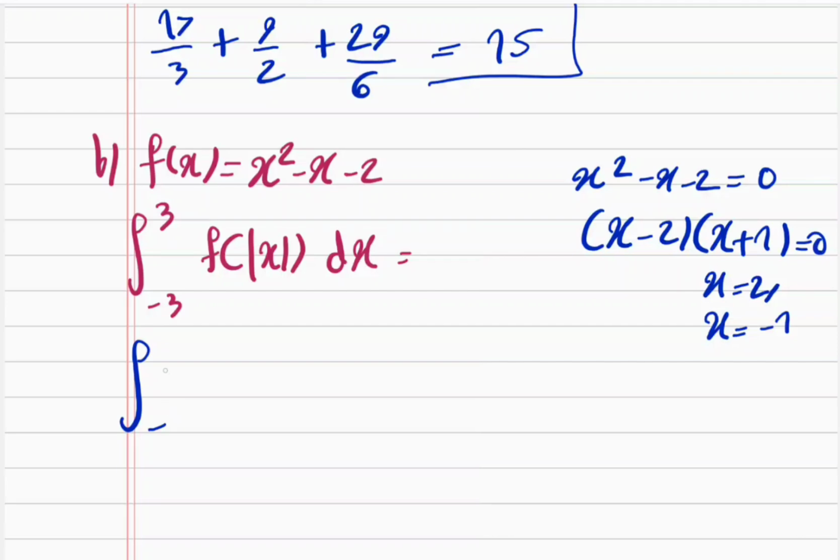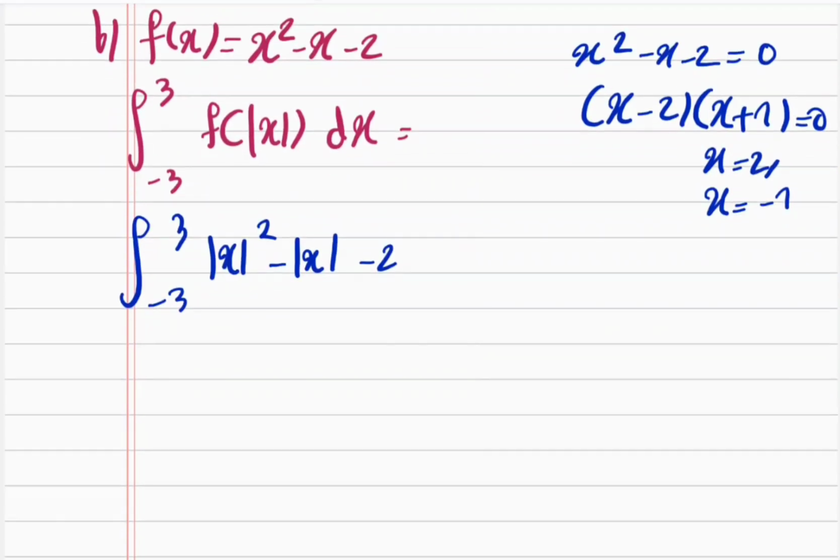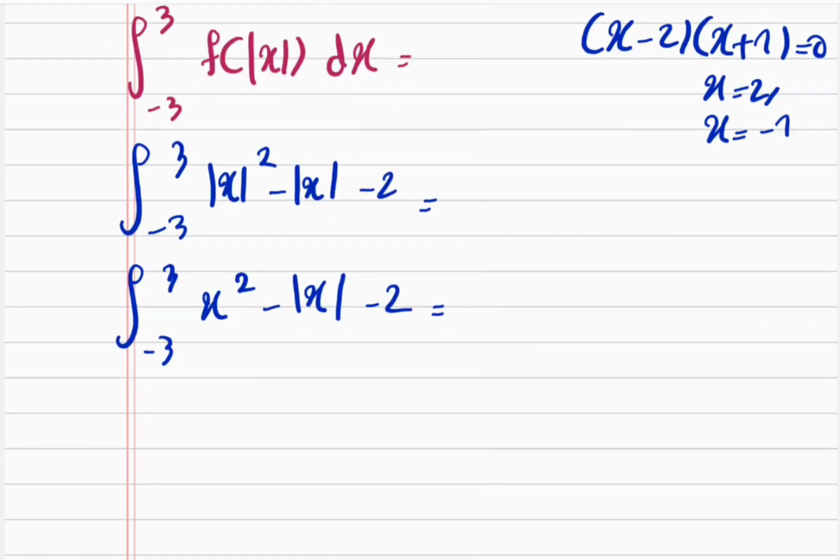So let's rewrite this quadratic, and we write this as modulus x squared for the first term, and then minus modulus x and minus 2. Now here we should be careful, because this part, modulus x squared, is basically the same as having just x squared, right? Because the modulus doesn't do anything here, because x squared is always positive anyway. So we can just write this as x squared. So these two are equal. However, the second term has to be minus mod x minus 2.